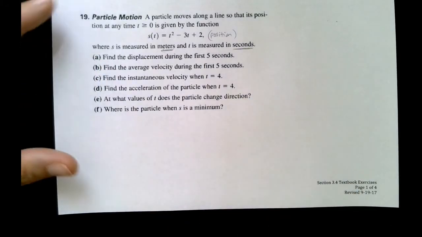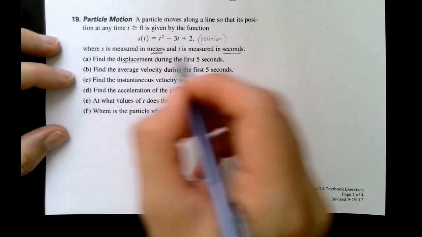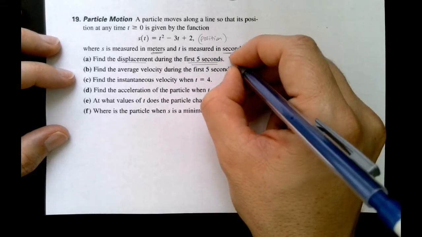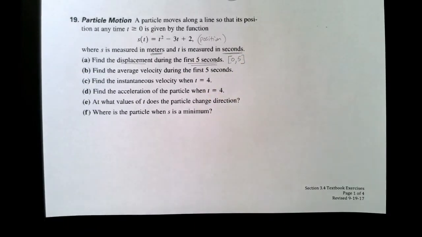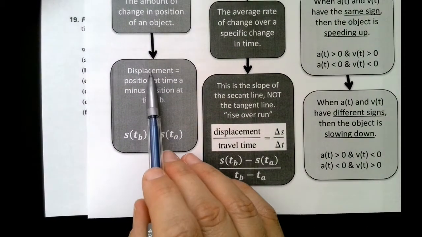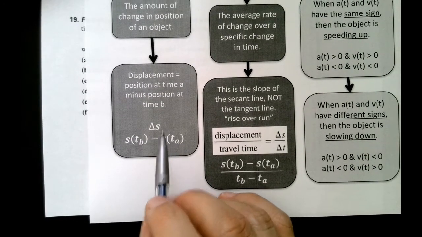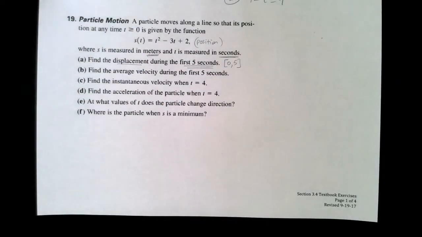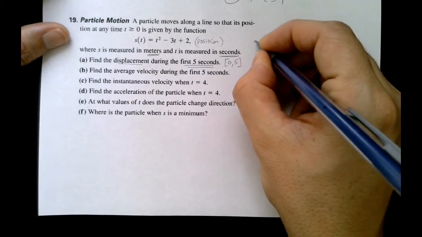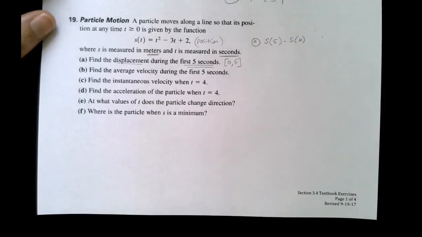Okay, so we have units, so we need to be conscious of those when we write our answers. Now, in A, it says find the displacement during the first 5 seconds. So if it's the first 5 seconds, my interval is from 0 to 5. So displacement is basically just the position at time B minus the position at time A. So in other words, what's the position where you ended minus the position where you started? So I'm going to do S of 5 minus S of 0.